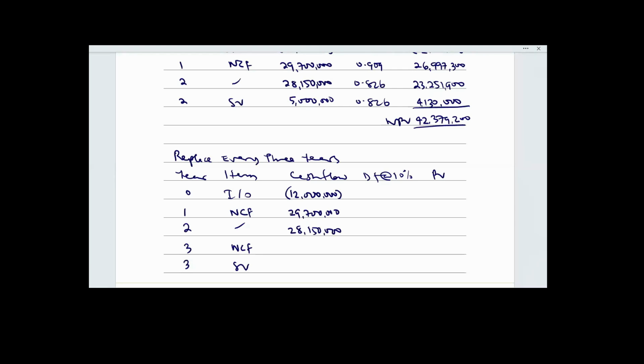Then net cash flow, that's 26,600,000 for year 3. Then 5 million minus 3 million will give us 2 million for salvage value in year 3. So 12 million, 26,997,300, then 23,251,900.